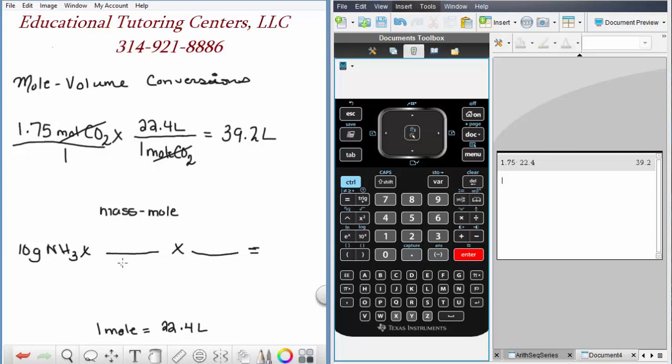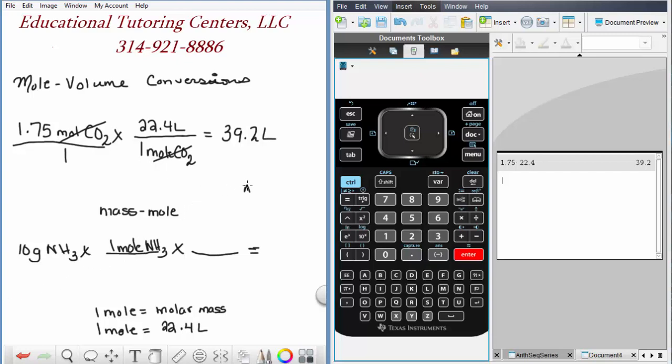Now remember, in the denominator, we're going to write the unit that we're trying to cancel out. So the mass is going to go in the denominator, and in the numerator, we're going to write the mole of ammonia. And by the way, that conversion is written as 1 mole is equal to whatever your molar mass is. And you'll get that by doing your calculations from your periodic table. So let's look at that.